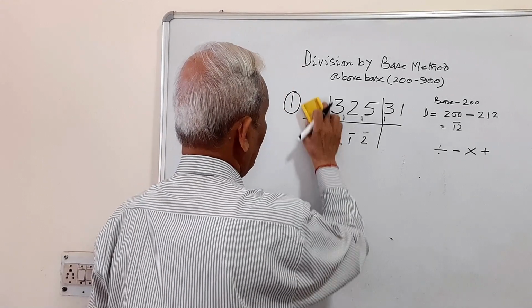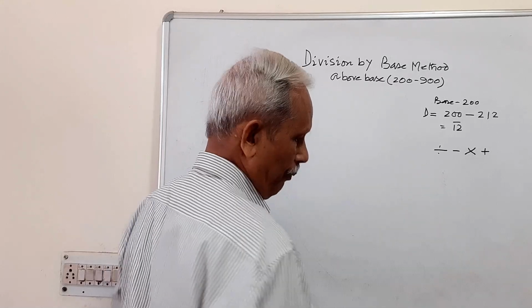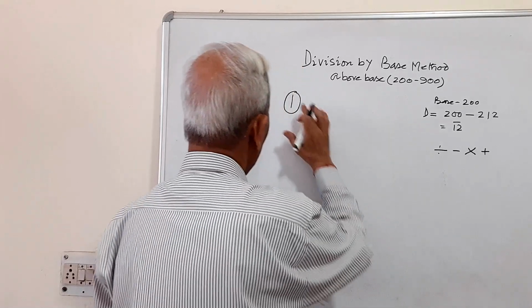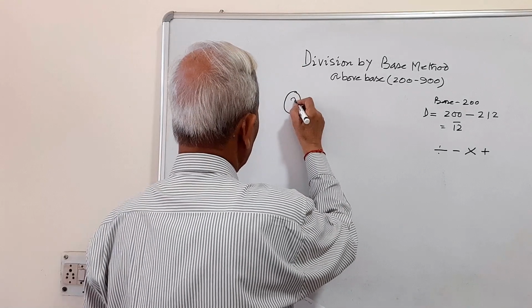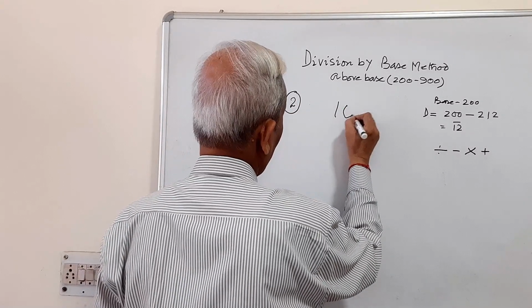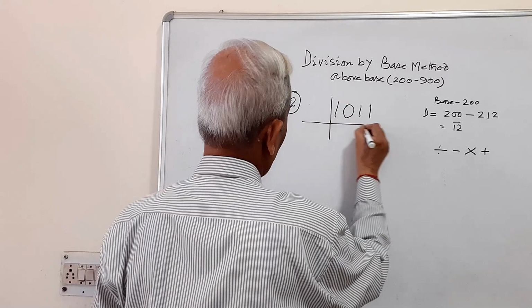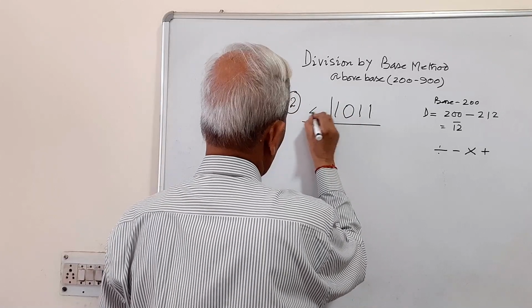Let's do the next sum. Question number 2. 1011 divided by 401.